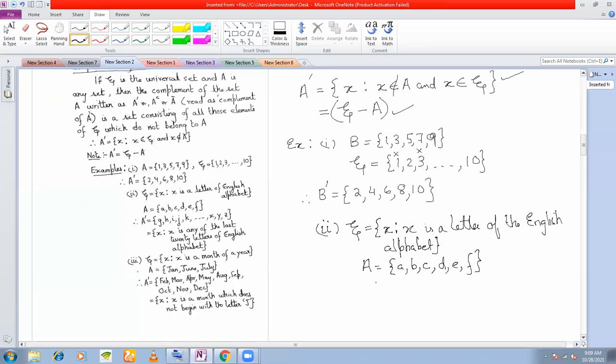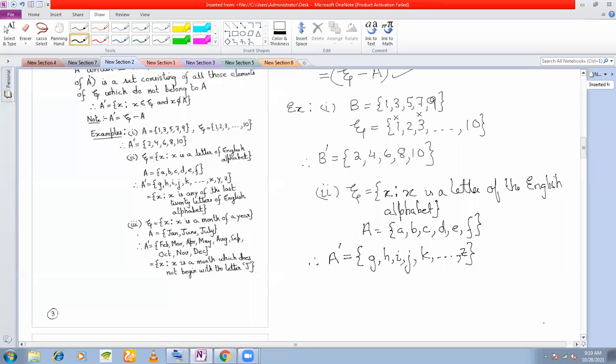Now they are asking you to find out A complement. So what should be A complement? The universal set consists of all the letters of the English alphabet. A consists of only the letters A, B, C, D, E, and F. Then what should be A complement? All those elements that are not in A. So what alphabets are not there in A? G, H, I, J, K and so on. So this is in tabular form and this will continue till Z.